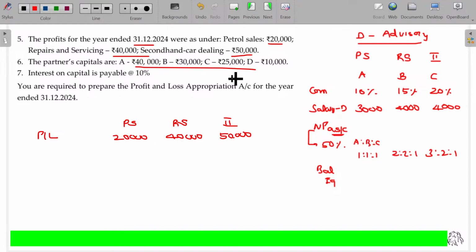The partners' capital is given and interest on capital is 10%. Now, find out the interest on capital: 4,000, 3,000, 2,500 and 1,000. This is the interest on capital.